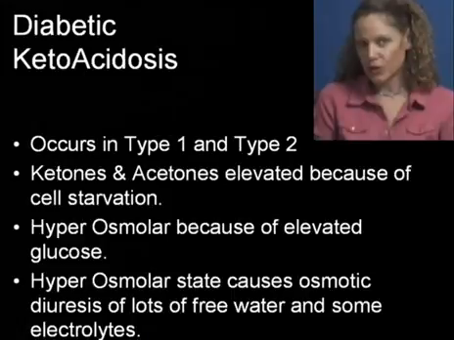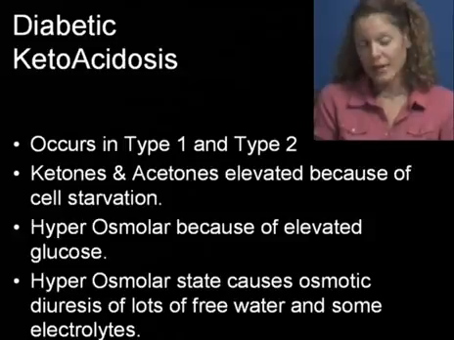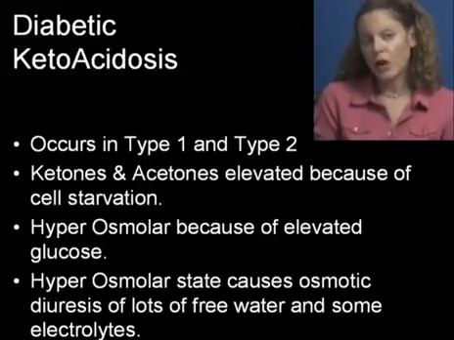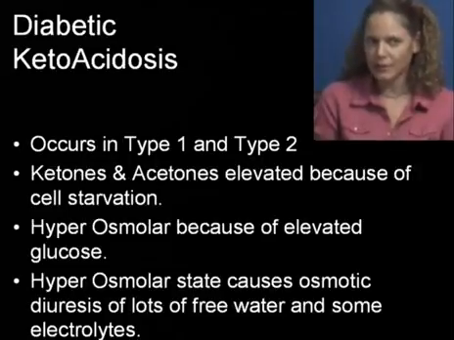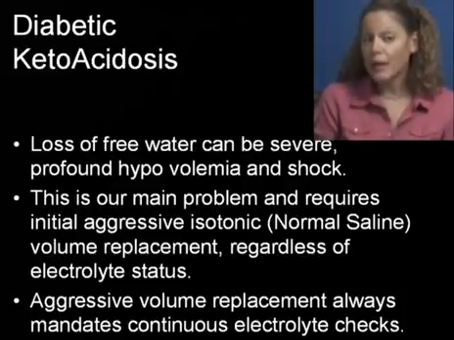Diabetic ketoacidosis occurs in both type 1 and type 2 diabetes mellitus. Ketones and acetones are elevated because of cell starvation. Hyperosmolar because of elevated glucose levels in the blood. The patient is in a hyperosmolar state, and this causes osmotic diuresis, which means there's a loss of lots of free water and some electrolytes. The loss of free water can be severe, and profound hypovolemia and shock can occur.